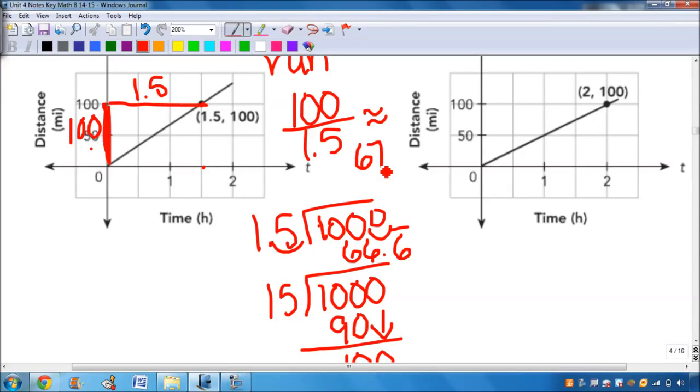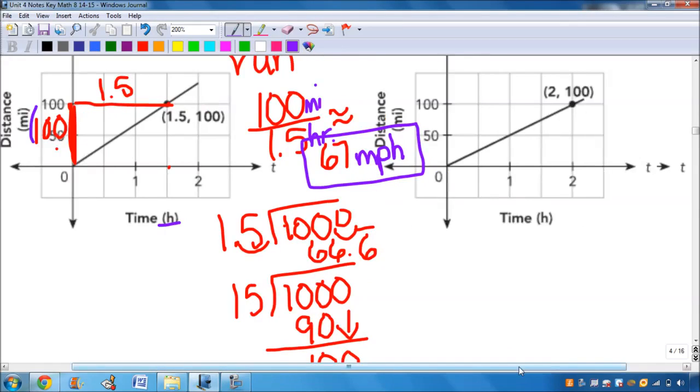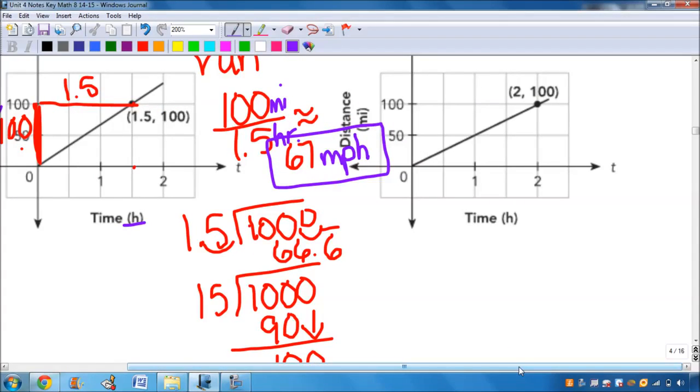67. Now you have to understand that you have to label the units for this right here. So this is 100 miles in 1.5 hours, and I know that just based on what's written right here. So it's 67 miles per hour. You have to have a unit for your slope and for your rate, and your unit has to be in something per something. All right.